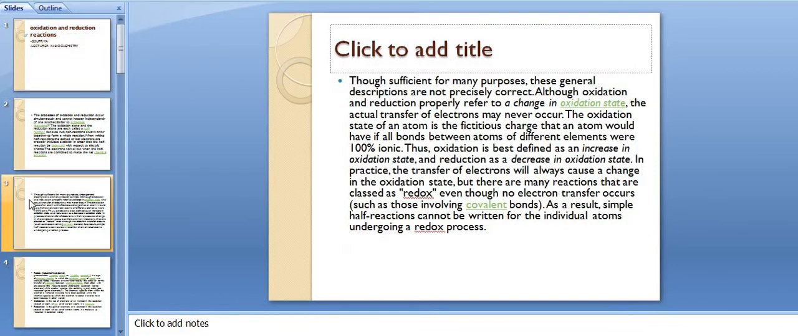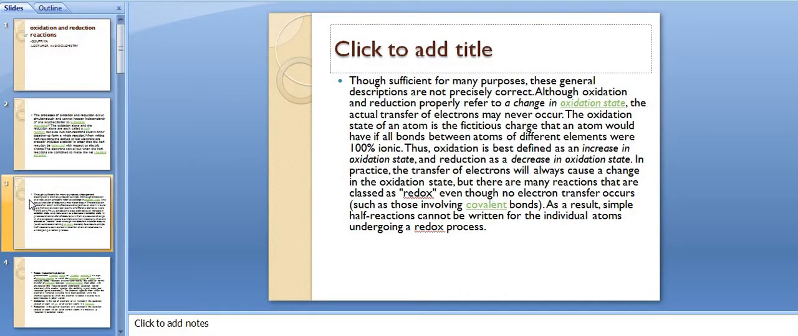Next, coming to the point, though sufficient for many purposes, these general descriptions are not precisely correct. Although oxidation and reduction properly refer to a change in oxidation state, the actual transfer of electrons may never occur.